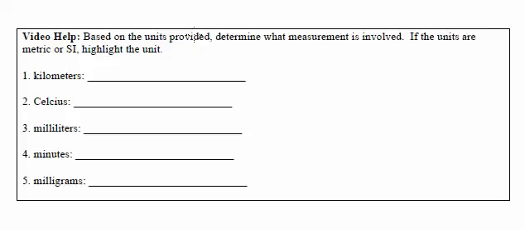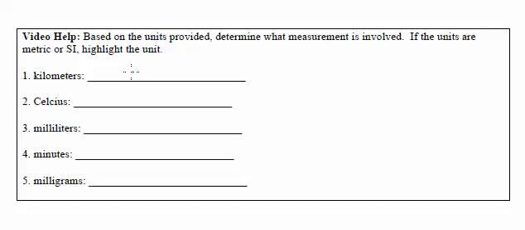In this video, what you're being asked to do is to identify units and determine what measurement is involved when you're looking at a specific unit. This is important because when we get into problems in chemistry, you need to know what measurement we're talking about. And then it asks you to go further in order to identify whether or not those units are metric or SI.